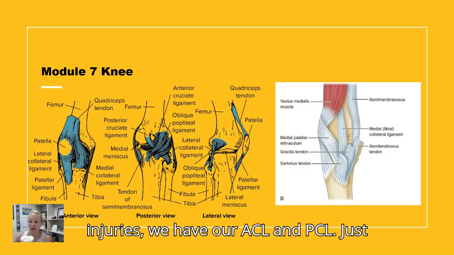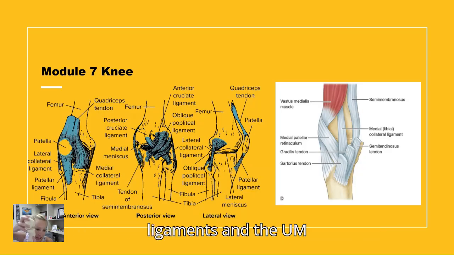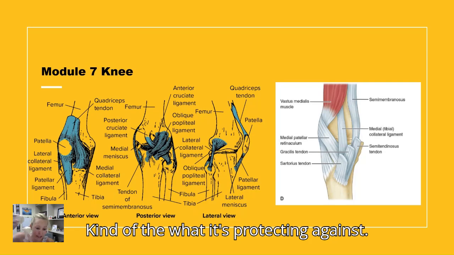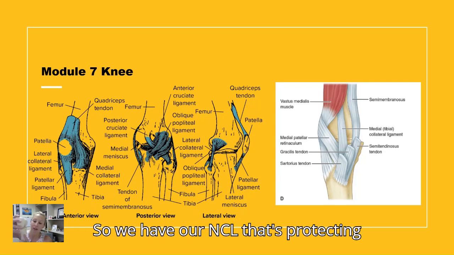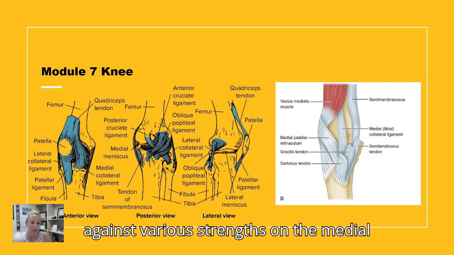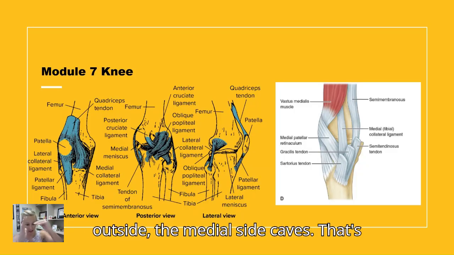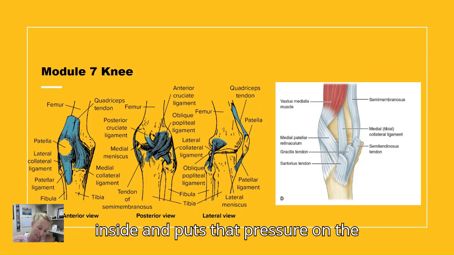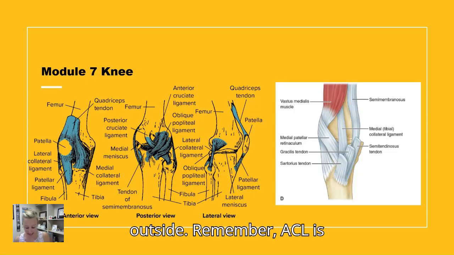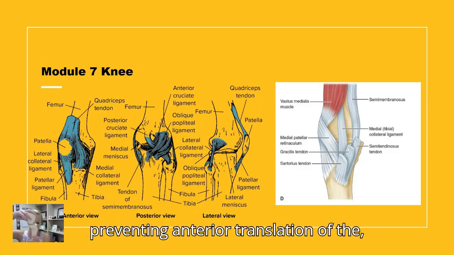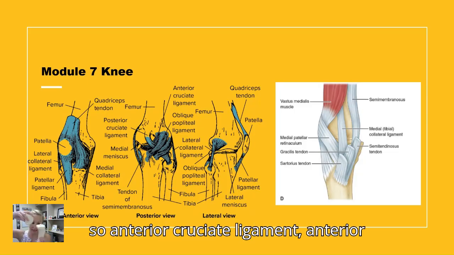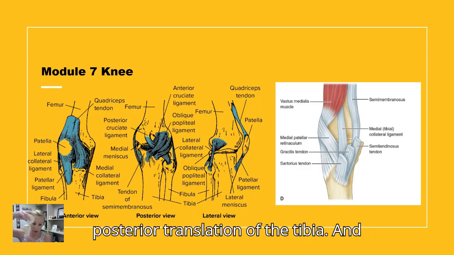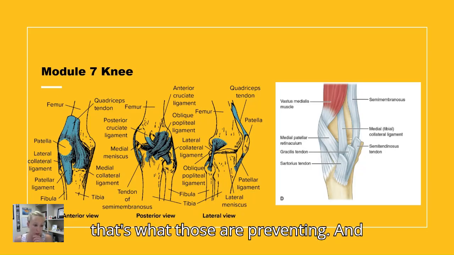All right, what else are we talking about when we're talking about those knee types of injuries? We have our ACL and PCL. Just know what those ligaments are protecting against. The MCL protects against valgus stress on the medial side. If someone gets hit on the outside, the medial side caves. That's the MCL. The LCL is varus stress, where you get hit on the inside and it puts pressure on the outside. Remember, the anterior cruciate ligament prevents anterior translation, and the posterior cruciate ligament prevents posterior translation of the tibia. That's what those are preventing.